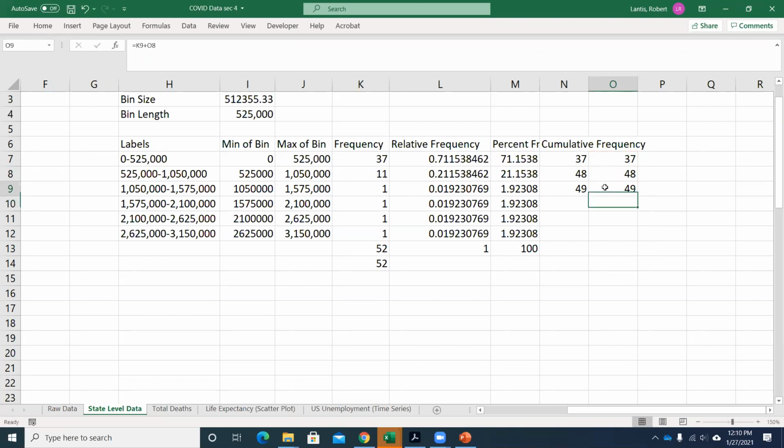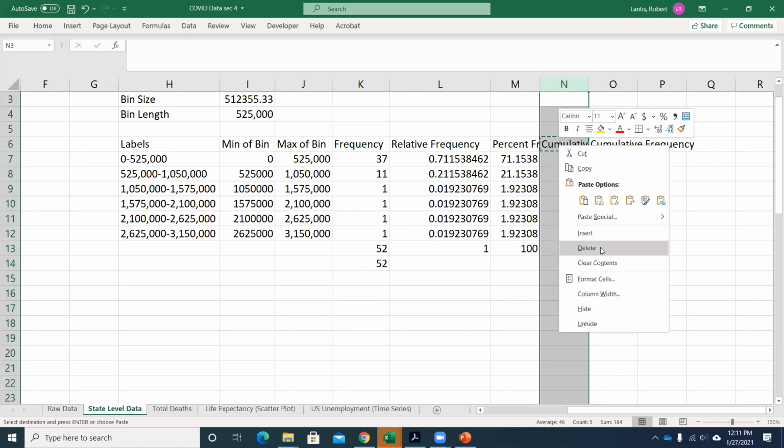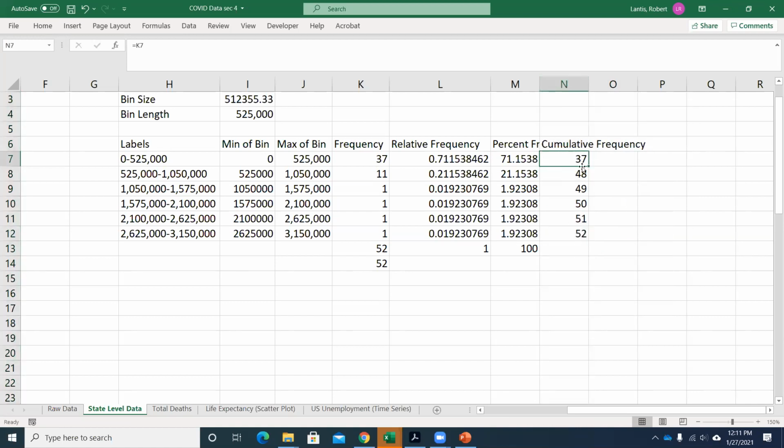And now when I copy this down, it always does that. It takes the frequency of the bin I'm looking at plus the cumulative frequency from the bin right below it. And that way I only had to type it in once. Otherwise, I'm going to have to take the frequency of this bin and add to it the frequency of every bin below, which is going to take a lot more time. So this is going to be the preferred method. I'm just going to copy this title, and then click on this column and delete it because we have this better way of doing that.